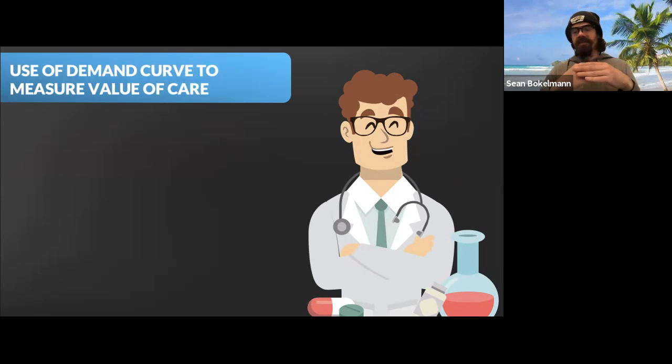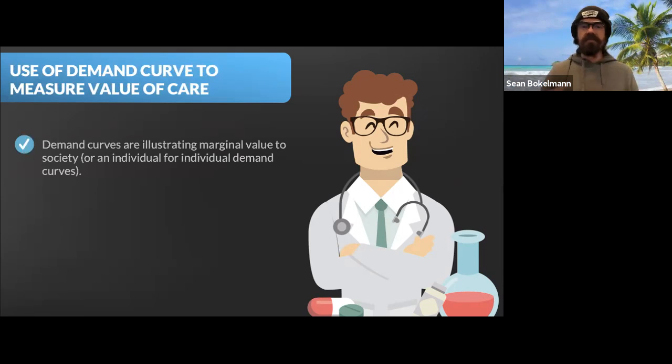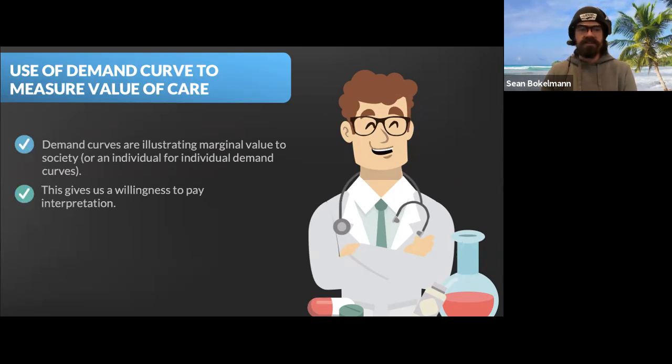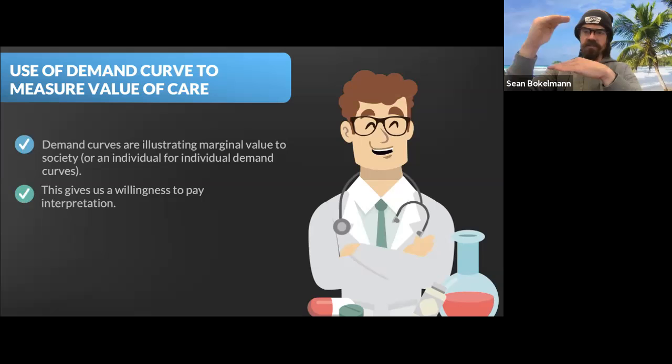Now, the nice thing about demand curves is that we can use them to measure the value of care, right? Demand curves are illustrating basically the marginal value to society, or the marginal value to an individual if we're looking at individual demand curves. And when we think about demand in this way, it's really giving us a willingness to pay interpretation, right? We're thinking about it in terms of willingness to pay.